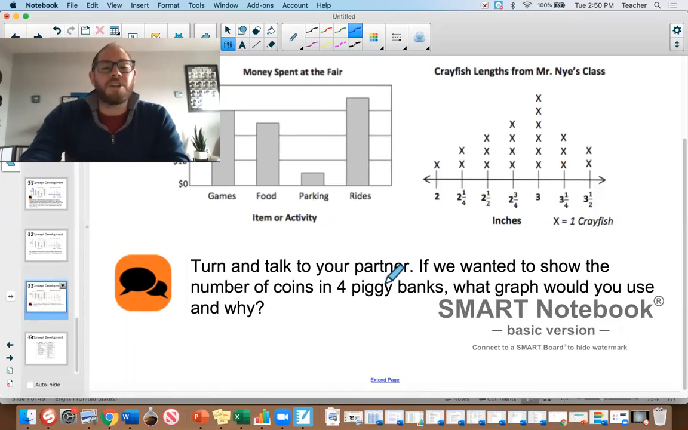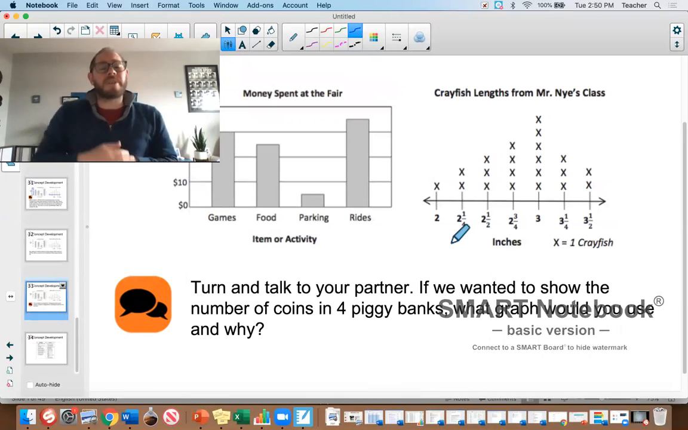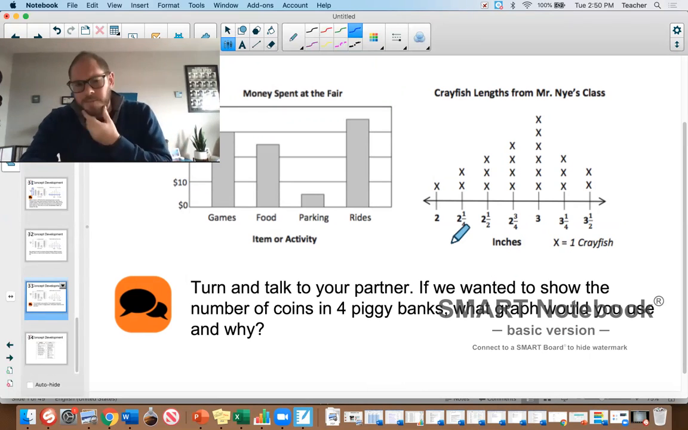All right, if you wanted to show the number of coins in 4 piggy banks, which graph would you use and why? Would you use a bar graph or a line plot? Have a think about it.